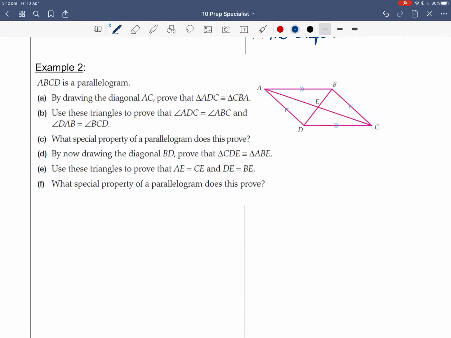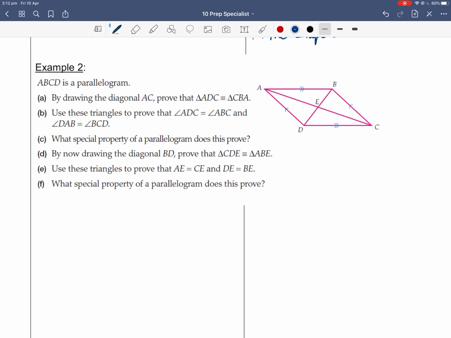Okay, so now let's look at example 2 on page 3. The question says ABCD is a parallelogram. So on the side here, drawn ABCD, the arrows indicate that opposite sides are parallel to each other. So we've got a parallelogram.